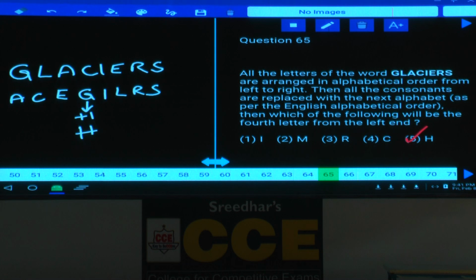Clear now? Now in the word glaciers, all the letters should be arranged in the alphabetical order. Then for the consonants, their next letters should be taken. Then tell me which of the following will be the fifth letter from the left. As of fourth letter from the left. As of now, the fourth letter from the left hand side is G. G is a consonant, G plus 1 H is the answer. H, that is choice 5.